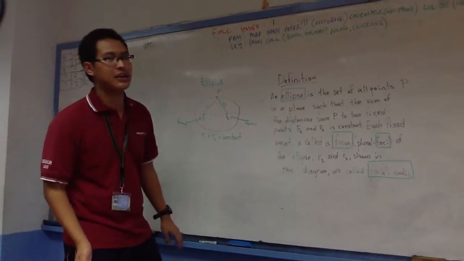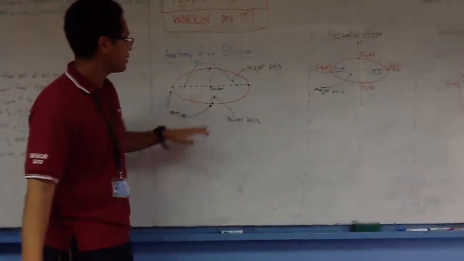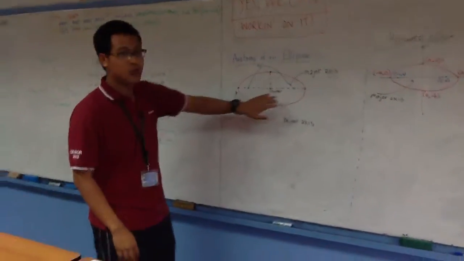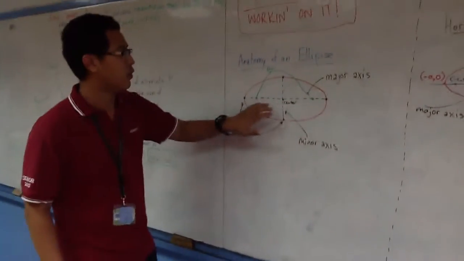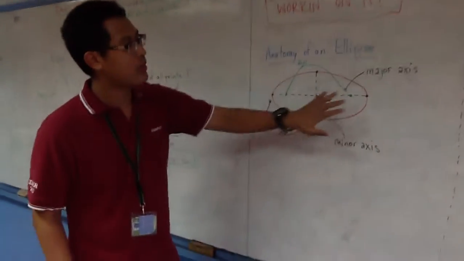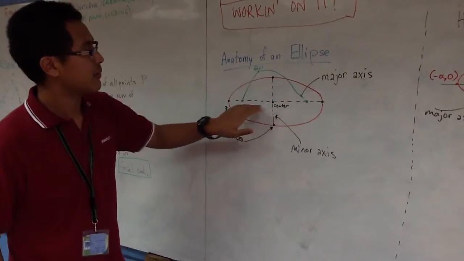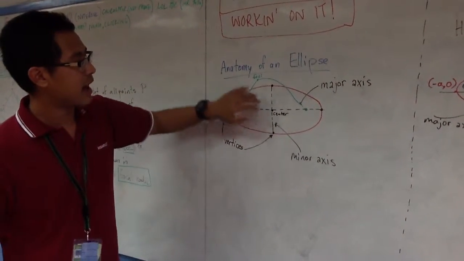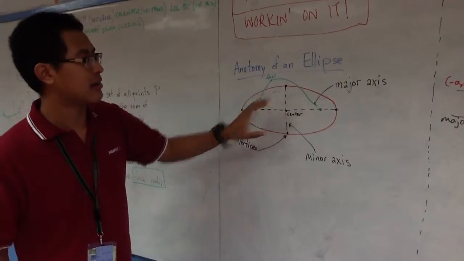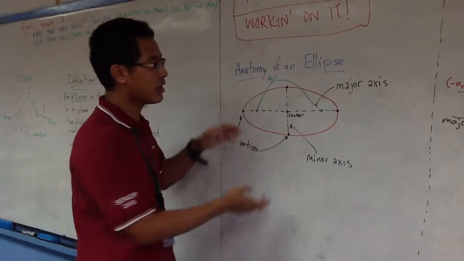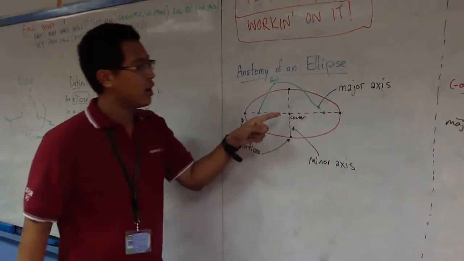Okay, let's take a look at the anatomy of an ellipse. So here's a picture of an ellipse that I drew for you here. This is the F1 and F2 that I was talking about earlier, or the foci. And the foci will be on the major axis. Here's the major axis. And we'll also have a minor axis, which is the smaller axis. The larger axis is called the major axis, and the smaller axis will be called the minor axis. And over here, we have the center.